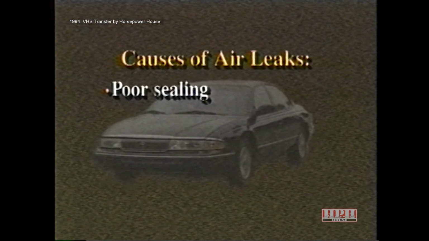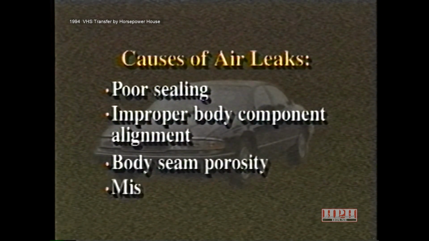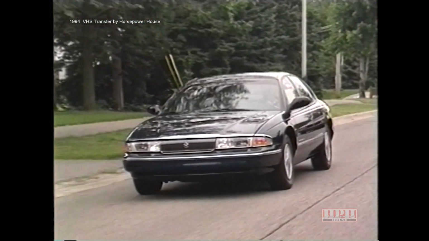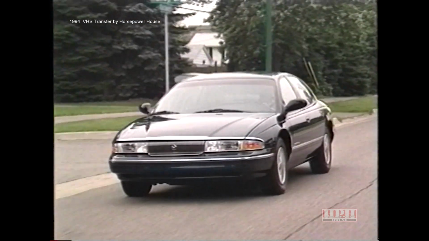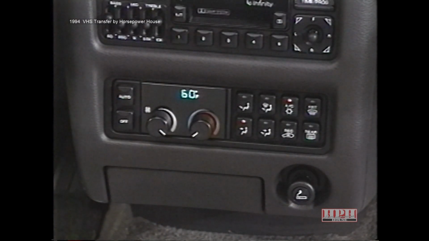The other common type of wind noise is air leaks. Air leaks are caused by a number of different things, including poor sealing, improper body component alignment, body seam porosity, or missing plugs in the engine compartment or door hinge pillar areas. In many cases, air leaks are actually caused by air escaping from the vehicle. This type of wind noise is called aspiration and normally occurs when the vehicle is being driven forward with the doors and windows closed and the heater or air conditioning on or the cowl vent open.